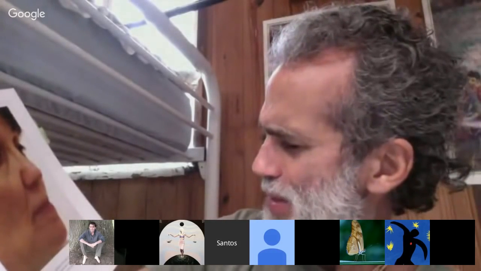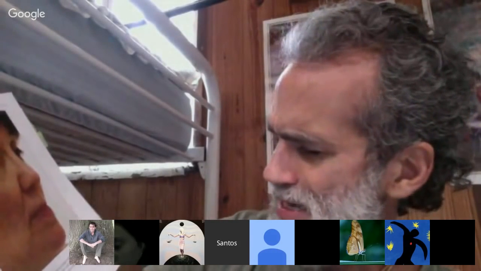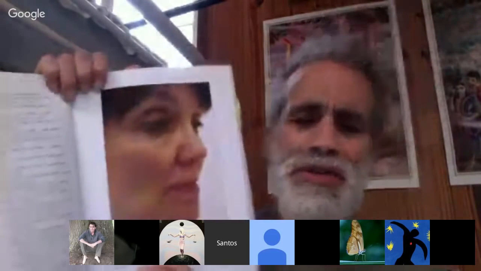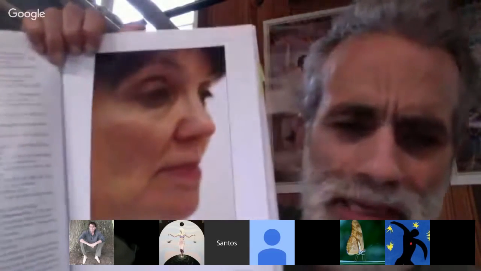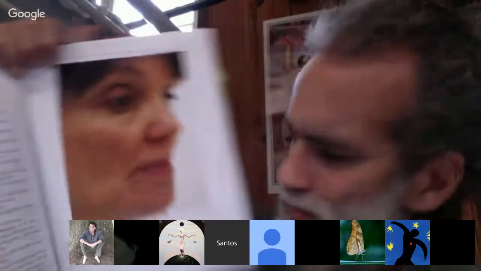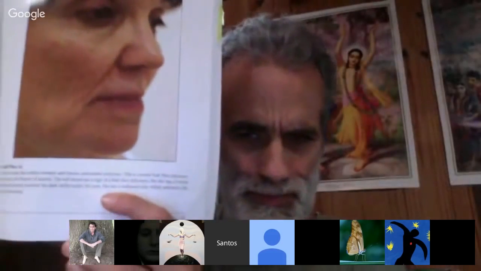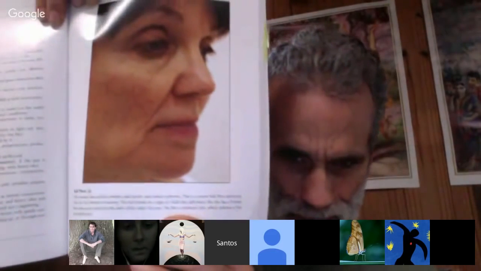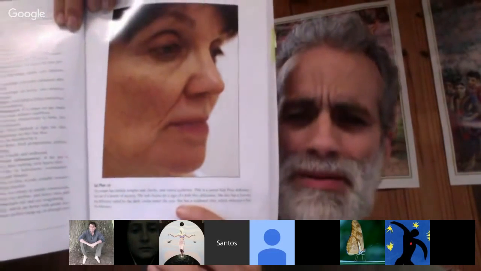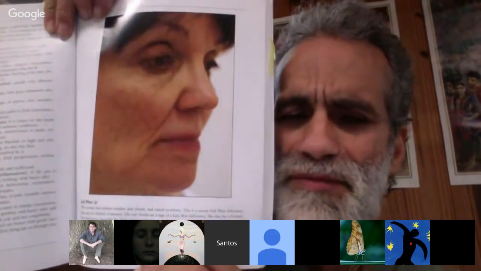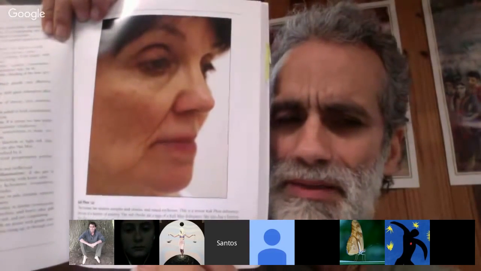She has a reddened chin, which indicates a nat phos deficiency. Sodium phosphate, that's Libran. So that's the red chin. Notice the red chin. The red chin is sodium phosphate deficiency. That's Libra.